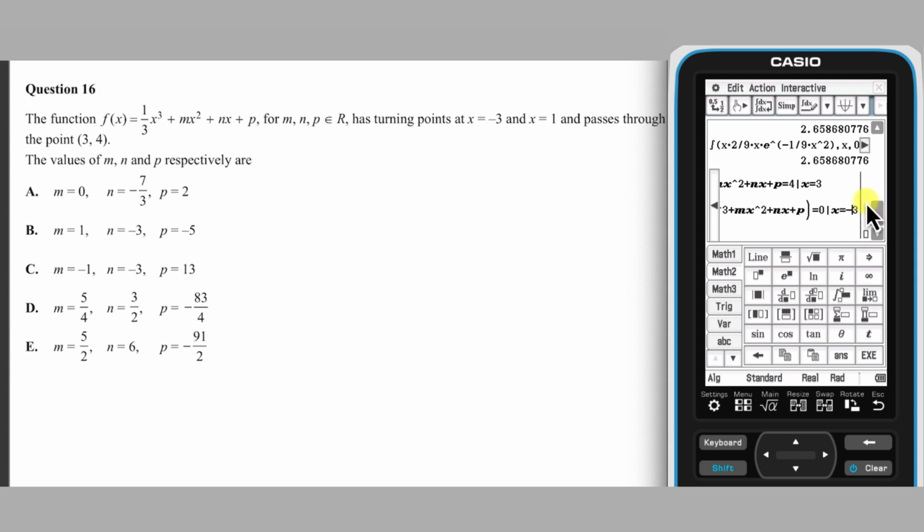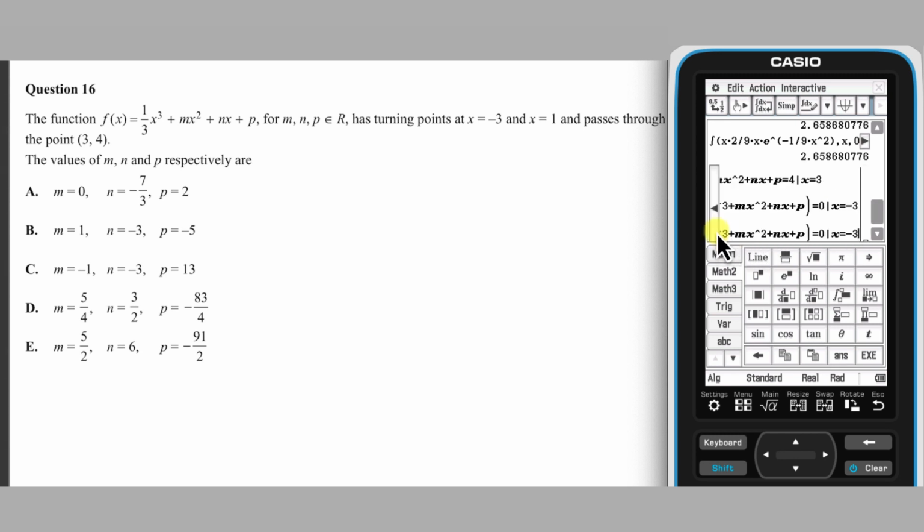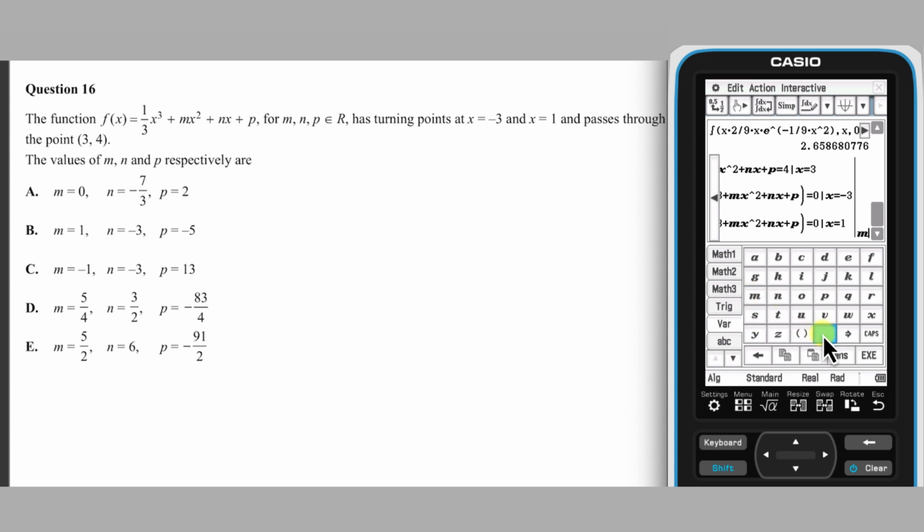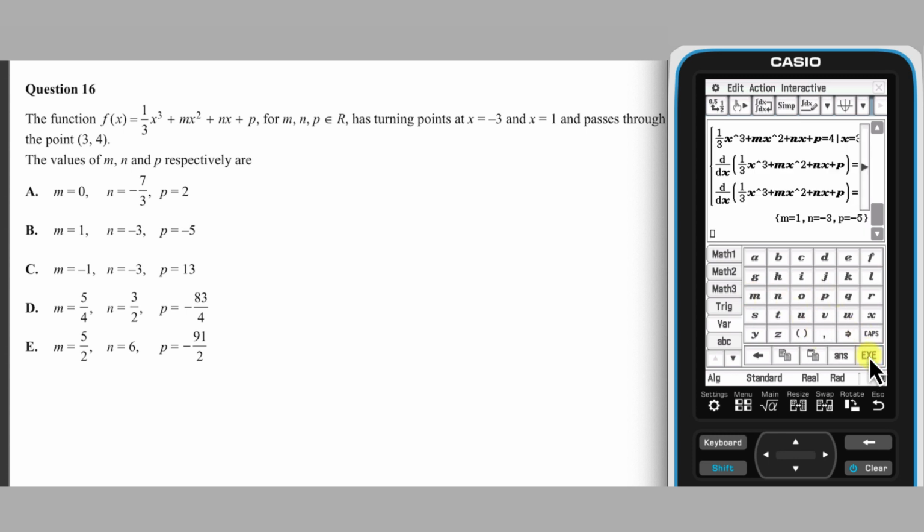The third equation is similar to the second one, as it is also based on a function stationary point, this time at x equals 1. As such, duplicating the second equation and editing the x value is all that is required. Finally, enter m, n and p as the variables to be solved for. This solution is answer B.